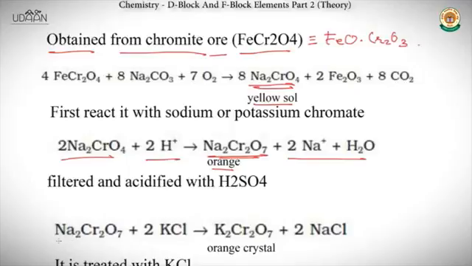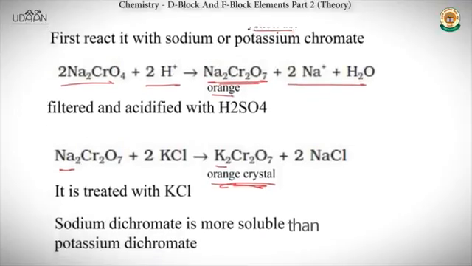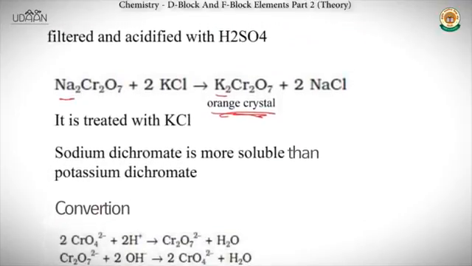A hot solution of Na2Cr2O7 is obtained, which is reacted with KCl to convert sodium into potassium, to replace sodium with potassium, which gives orange crystals. So in this reaction potassium replaces sodium, because sodium dichromate is more soluble than potassium dichromate.